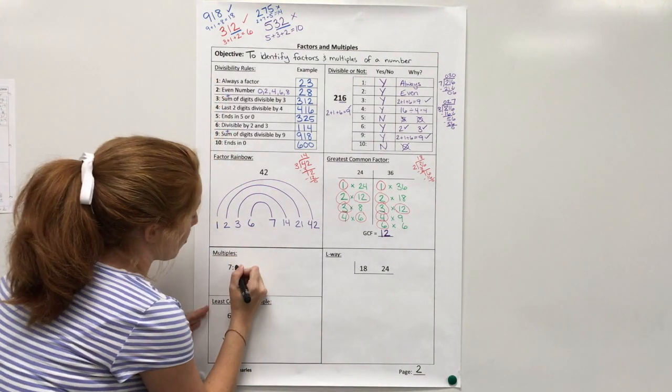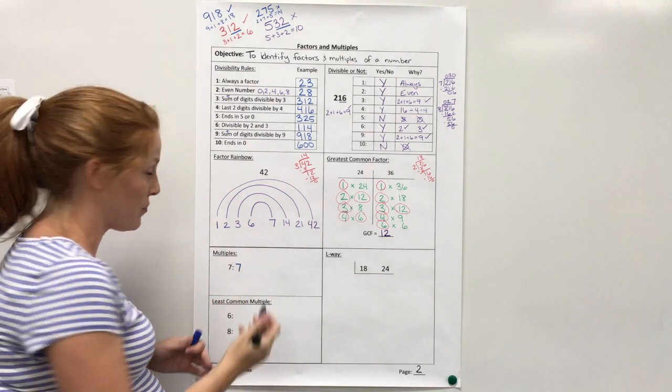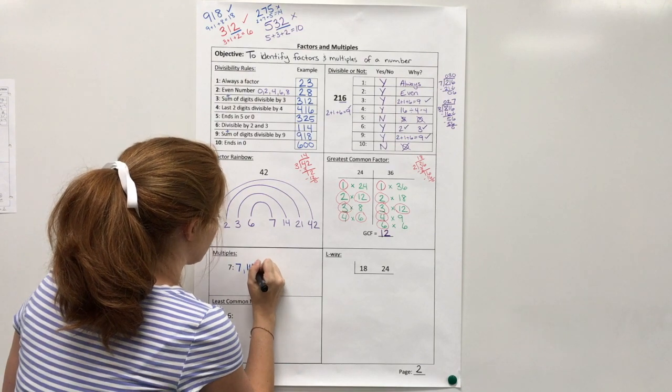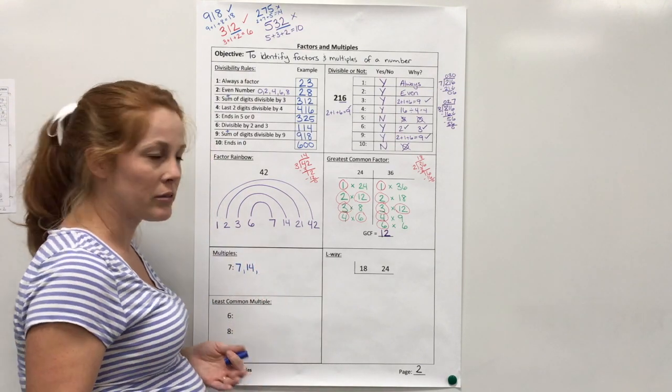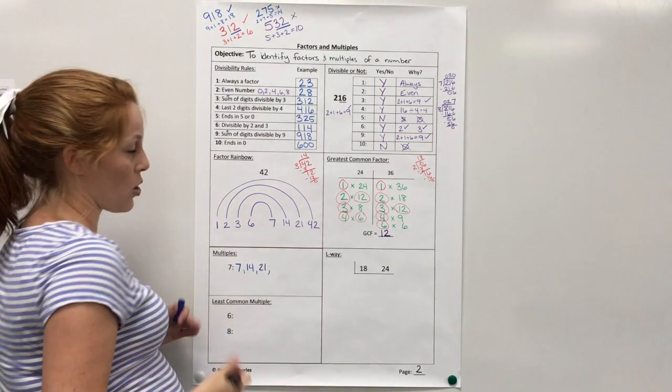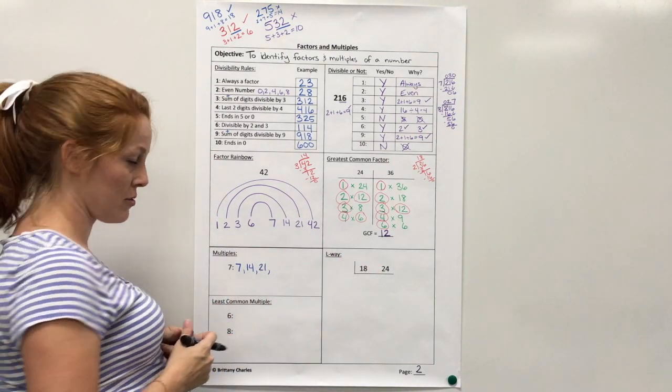So first of all, I'm going to start with 7, because that'd be times 1. 7 times 2 is 14. You're basically skip counting. 7 times 3 is 21. Go ahead and list out a few more multiples.